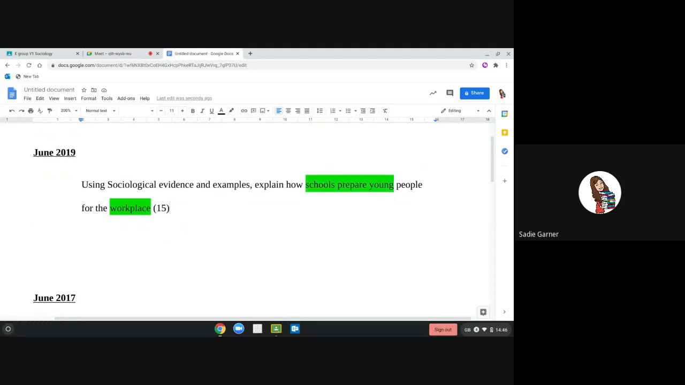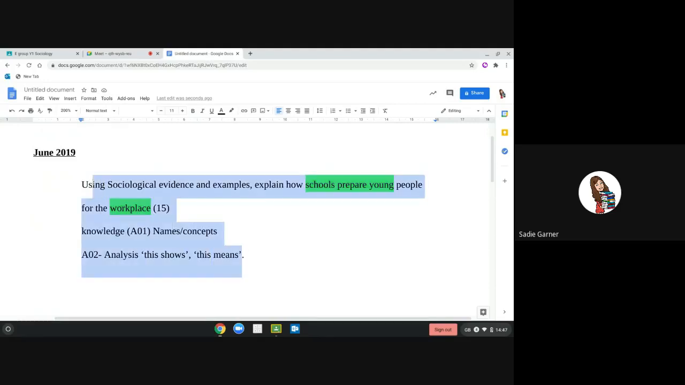Now with a 15 marker, we must provide the examiner with knowledge, or what they call AO1, which is sociologists' names and their concepts or terms. We also must provide the examiner with AO2, and AO2 is analysis. The best way you show an examiner you are doing analysis is when you use the phrase "this shows" or "this means." It's just a marker to them that you're doing some AO2. For a 15 marker, you're assessed on those two skills: AO1, names and concepts; AO2, analysis, or "this shows."